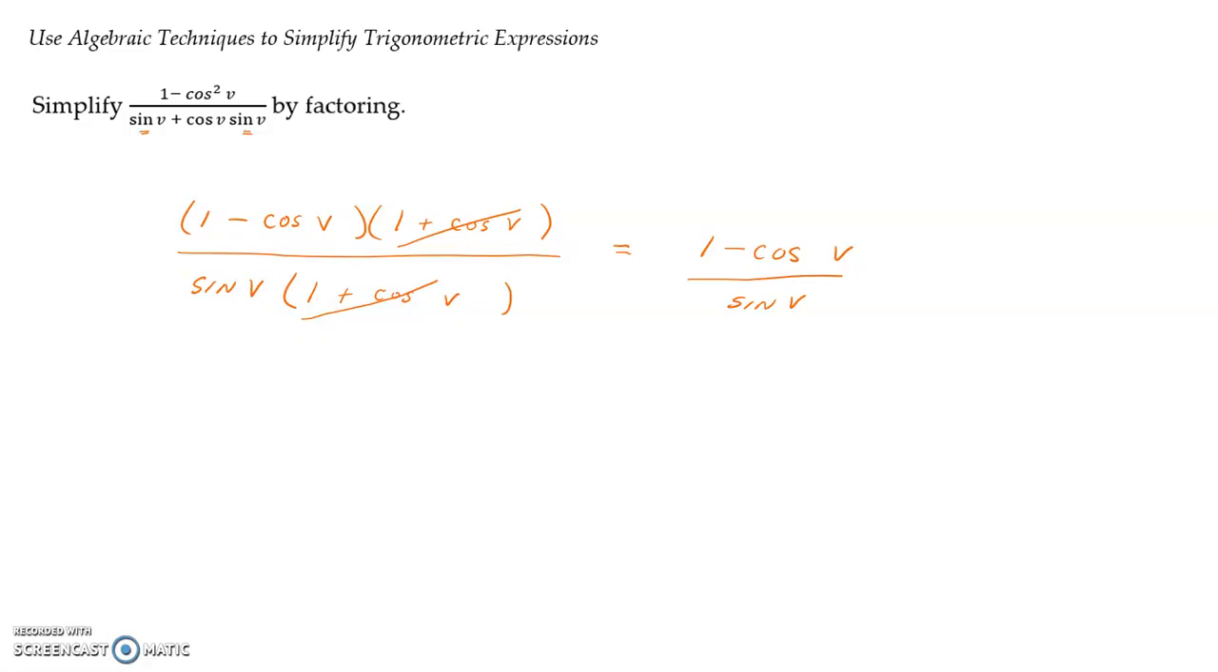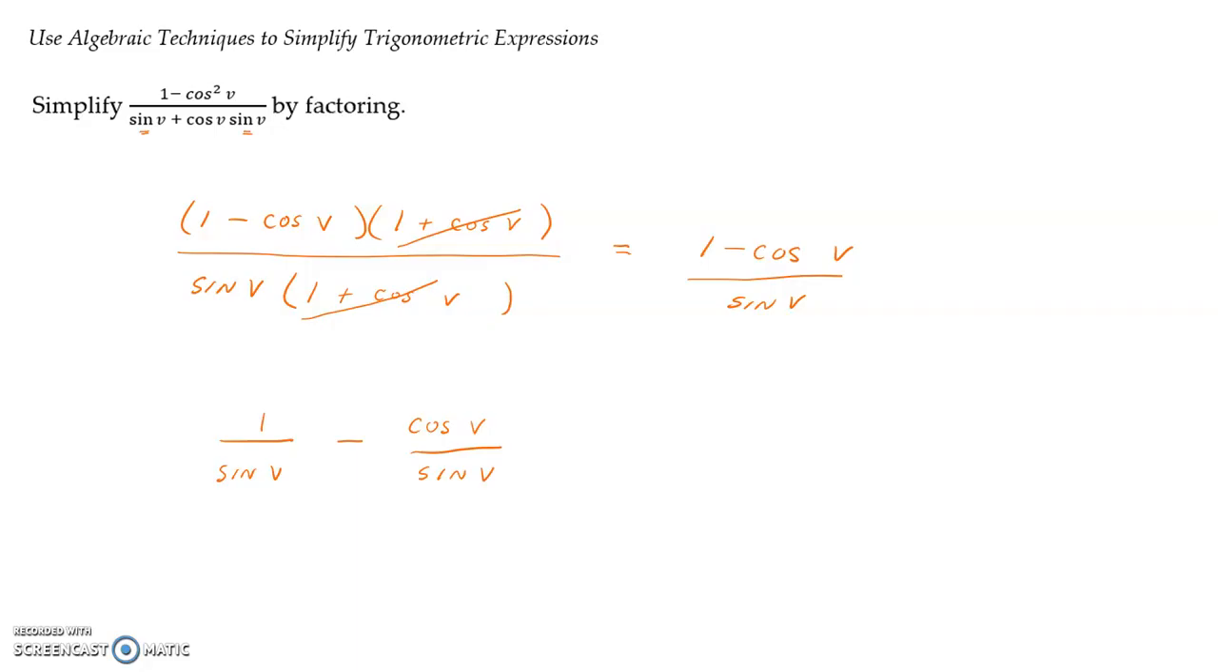Keep in mind, in this example here, we have a fraction, and remember that you can actually split apart this fraction so that you have each term on top over your denominator. So this is the same thing as saying 1 over sine of v minus cosine of v over sine of v.